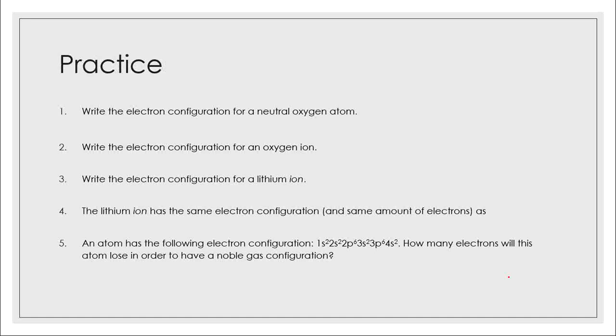So let's take a look at some practice problems. Let's write the electron configuration for a neutral oxygen atom. So this is, we didn't do anything to it. Let's just write the configuration as it is. So oxygen is number 8. And the electron configuration is 1s2, 2s2, 2p4.